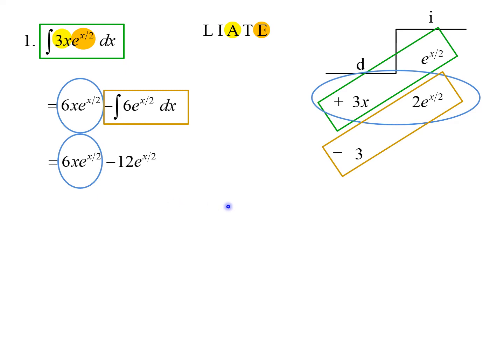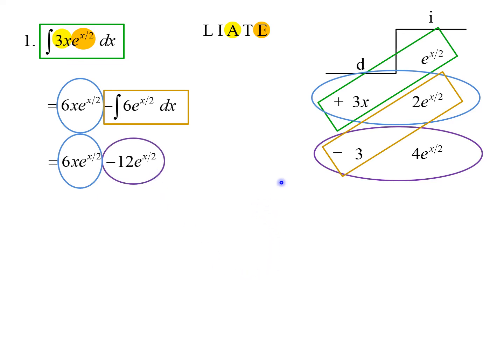So what I'm going to ask you to do is come back over here to this table and take the integral of this 2e raised to the x over 2 power, and we end up getting 4 times that. Well, notice that if you multiply those together, you get negative 12e raised to the x over 2 power, which is right there.